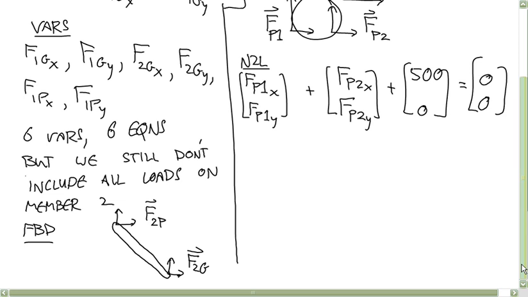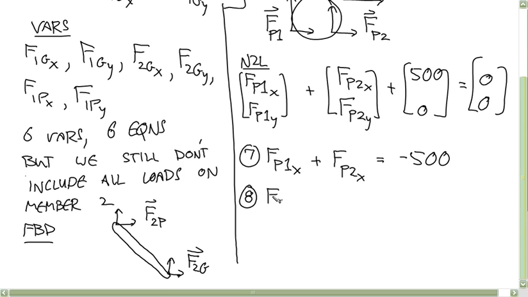So that gives us equations, what are we on? 7 and 8. So equation 7 is FP1x plus FP2x is equal to negative 500. And equation 8 says FP1y plus FP2y is equal to 0.